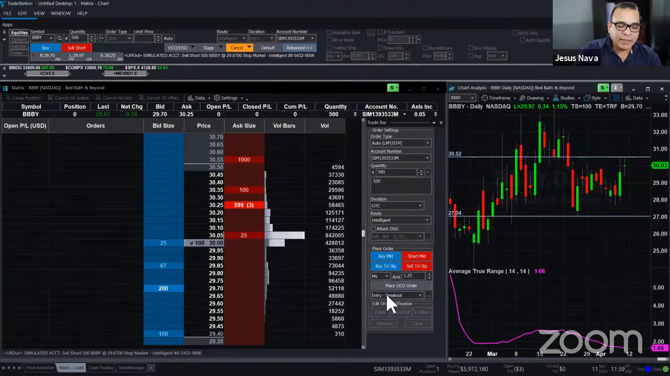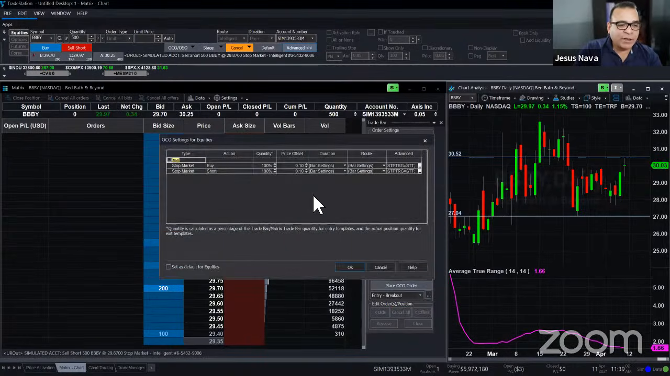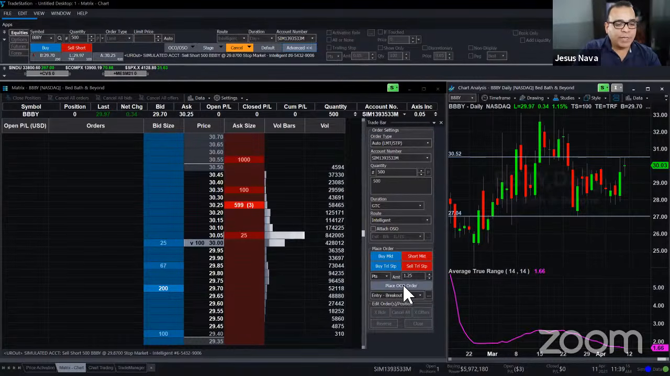I think whenever you place that trade, it resets the offsets. So I had to say my buy order is going to be at 55 cents, and my short order is going to be at $3.05 from the current trading price. I'm going to click OK, and I'm going to place the OCO order.